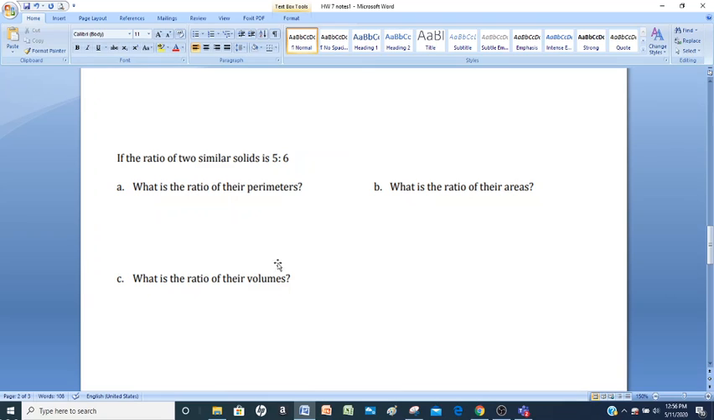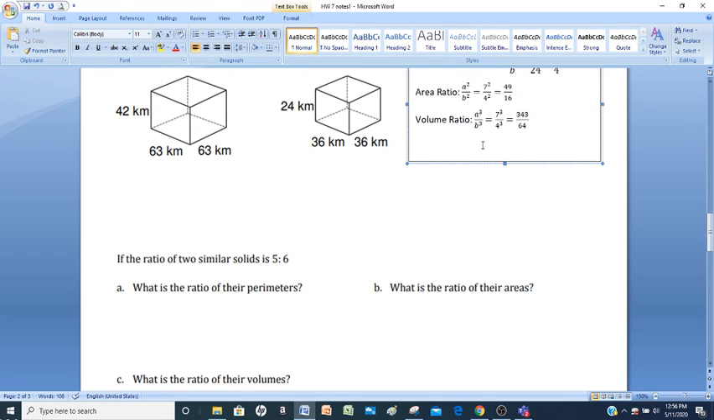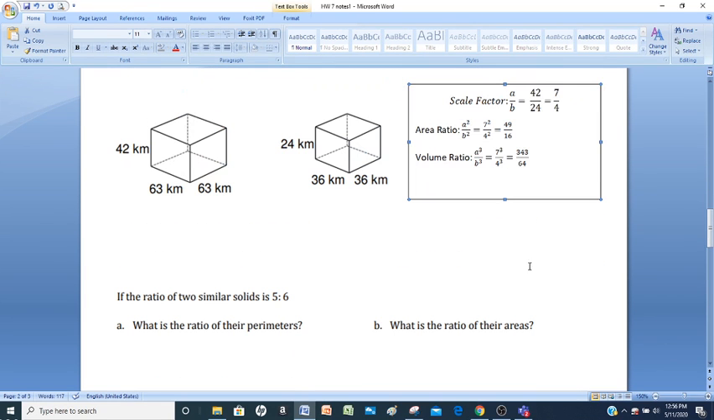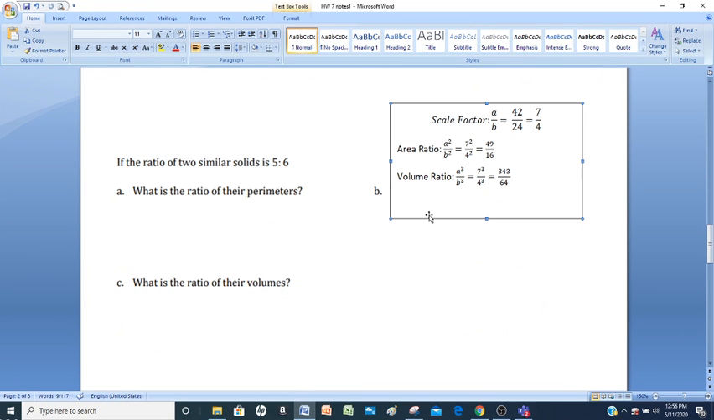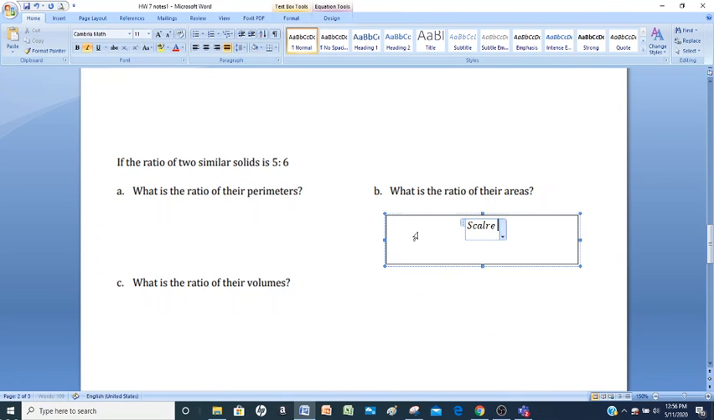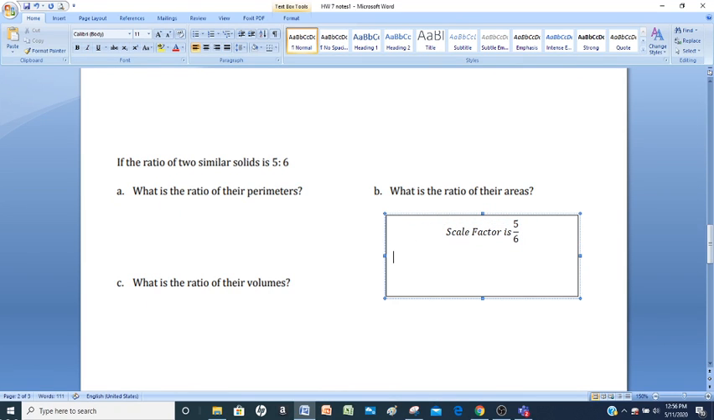Okay. This one, they're not giving us a picture, but they straight up tell us the ratio between two similar solids is 5 to 6. This ratio is technically your scale factor. I know it might not be super obvious that it's your scale factor, but it is. So our scale factor here is what they gave us already. It's already simplified, so that's perfect.